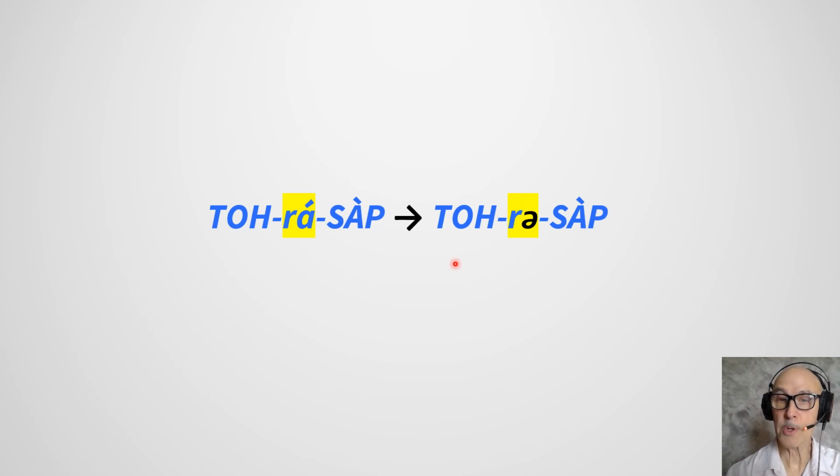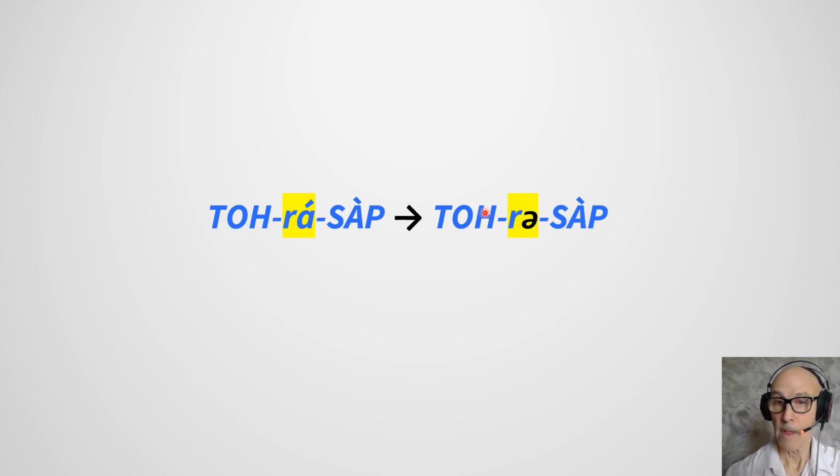Okay, now the reduced version, which is what you're more likely to hear, I think, in everyday Thai conversation. This vowel is going to be reduced to schwa, and this tone, the high tone, is going to be reduced to schwon. So it's going to sound like uh, uh, uh. Okay, so it would be something like to r sap, to r sap.